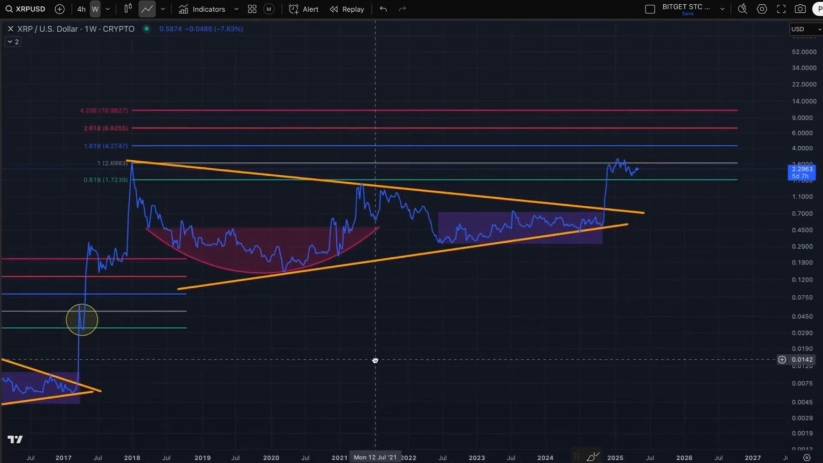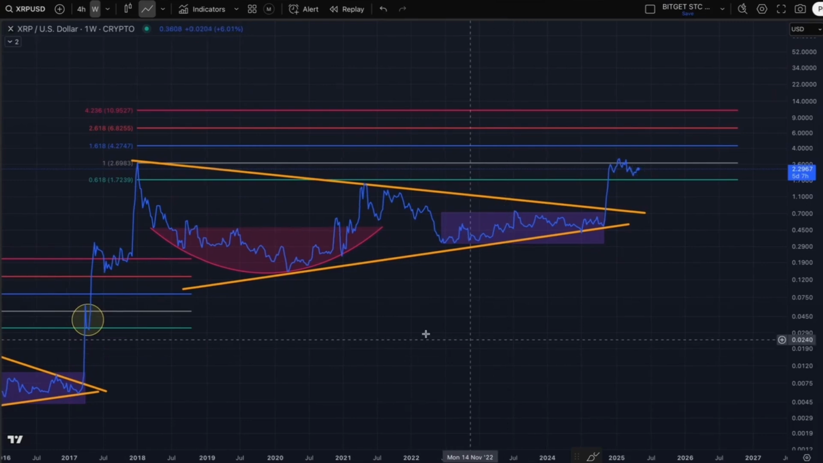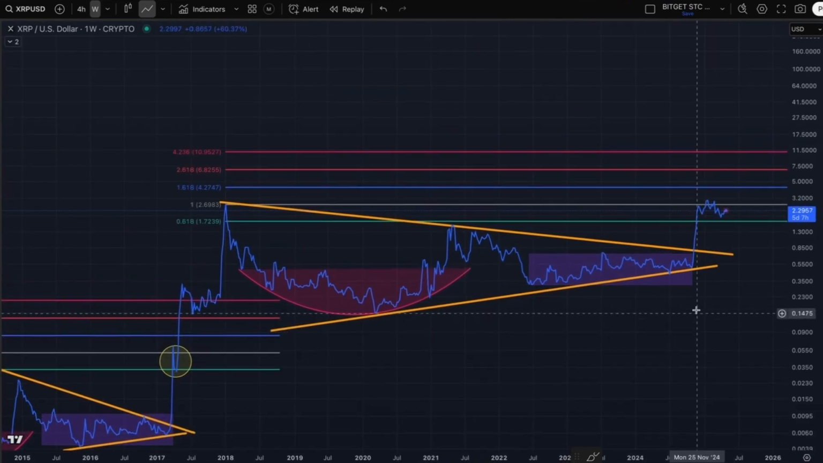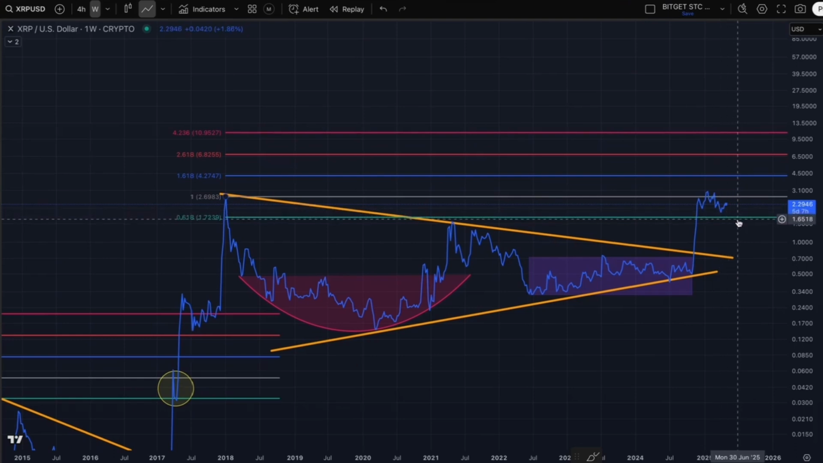Now, if we look closely here, we have the same story. We have XRP breaking out of this purple rectangular box of consolidation and making a fast move up to this 1 level. And where did it pull back down? Well, it's pulling back down right now to this 618, and it looks like it is forming some kind of support.